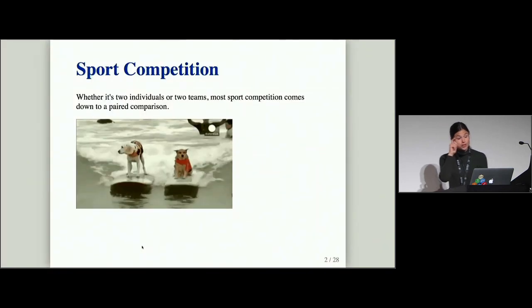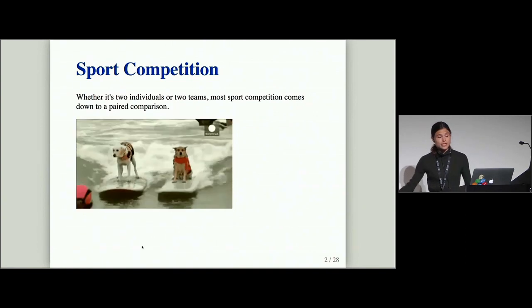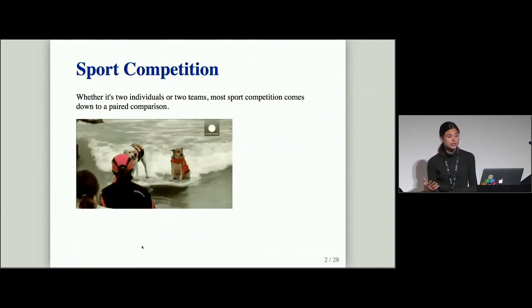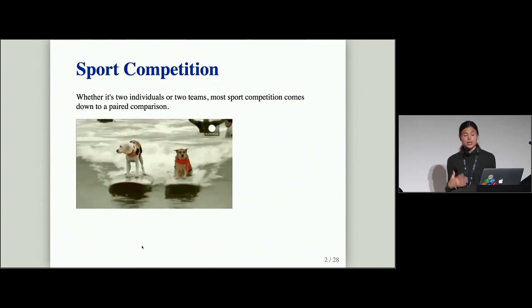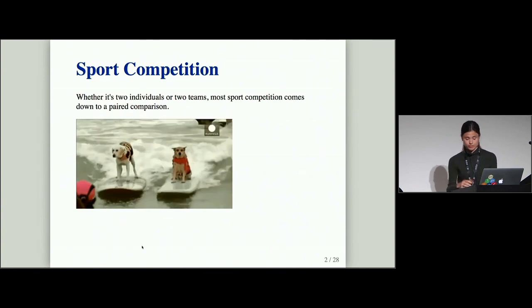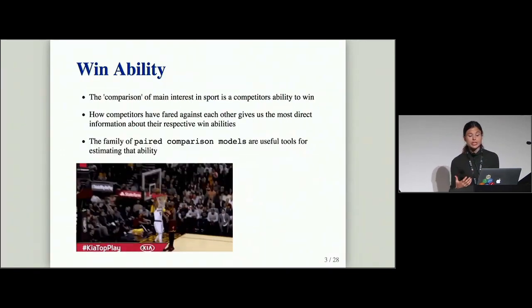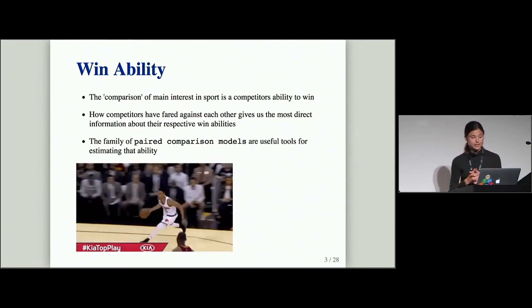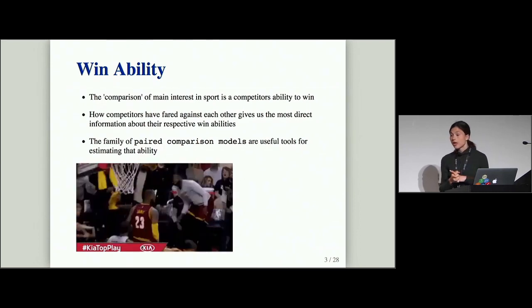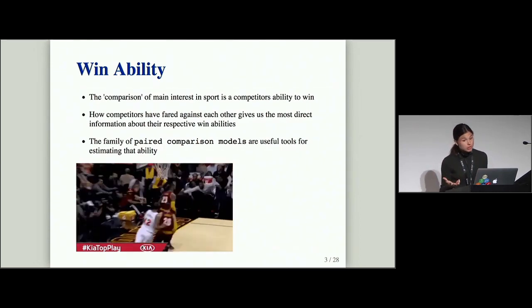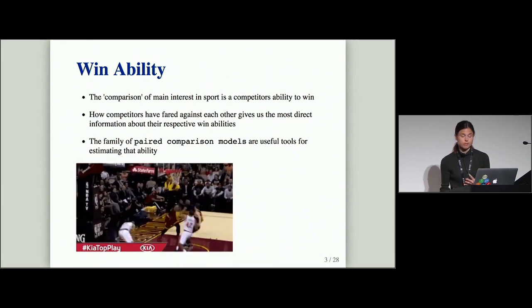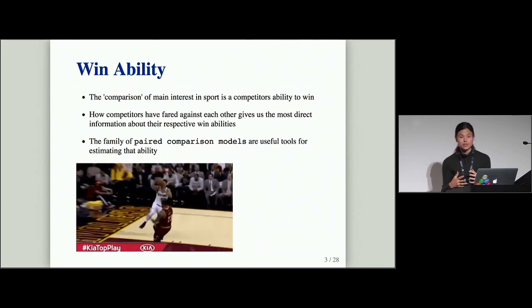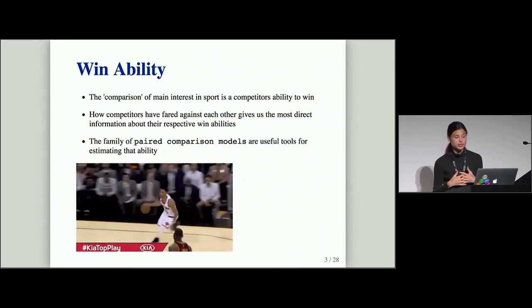Okay, so in sport, often it's about head-to-head competitions, either two teams competing against each other or two individuals. Many sports fall into this kind of structure. So we're usually interested in making some kind of comparison between teams or athletes. Often the comparison that we're most interested in is who's going to win. And those win outcomes give us some information about the relative abilities of competitors.